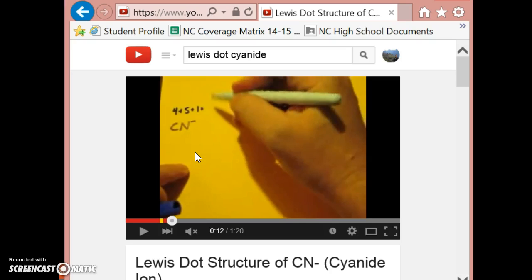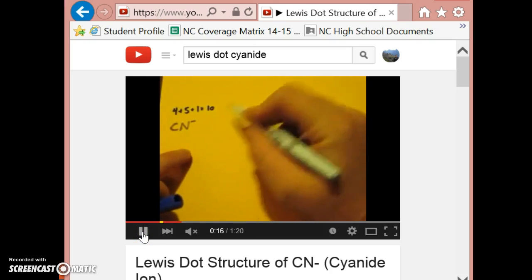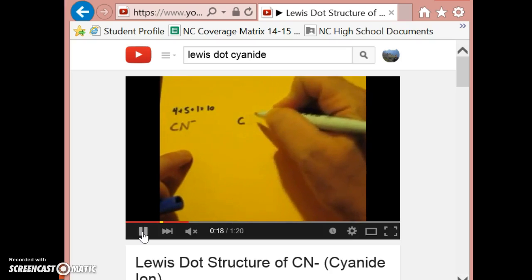So if it was just CN, you would only have 9, but because of that -1, you have to add that extra electron on to give it 10. All right, let's continue on. So you have 10 total electrons. He goes really fast too, so I'm going to try to keep up.